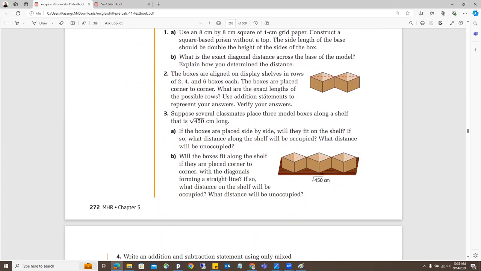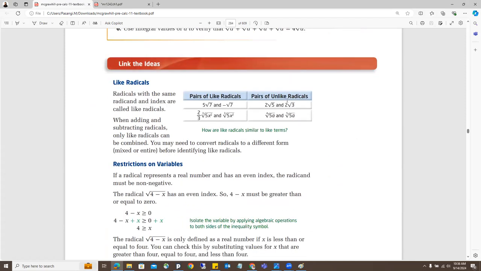So here, if I move directly to the ideas, like radicals. So what are radicals? For those kinds of numbers, we call them radicals. Radicals with the same radicand and index are called like radicals. Like 5 square root 7, and also this one. This is a kind of radical, and this is also a kind of radical.